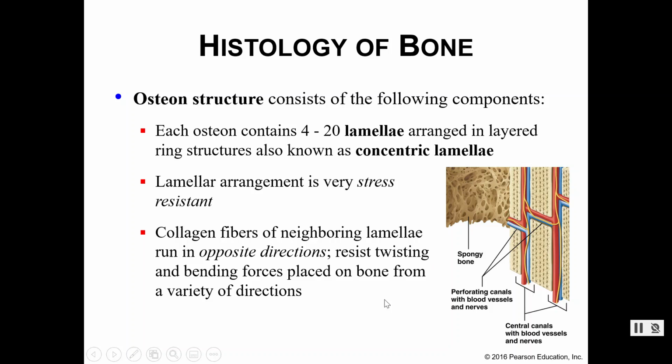Because if you think about all of the movements you do on a daily basis, you don't just move in an X plane, you don't just move up in a Y plane, you move in 3 dimensions. And your bones have to be able to not break every time you switch directions.